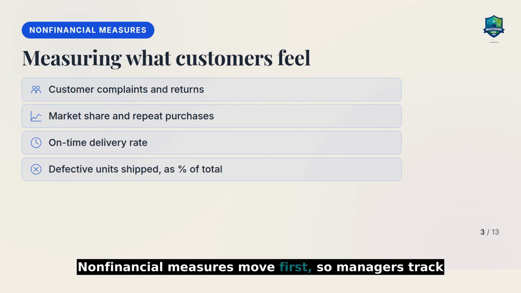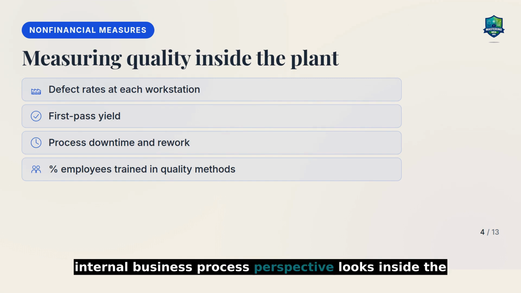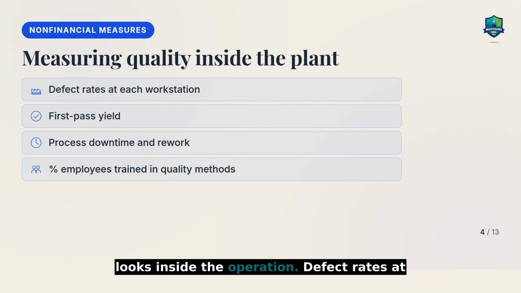Non-financial measures move first, so managers track them alongside the dollars. From the customer's perspective, the classics are the number of complaints, returns, market share trends, repeat purchase rates, on-time delivery, and the percentage of defective units that actually reach customers. None of these is in dollars, but each one is a leading indicator of where external failure costs will show up next quarter. The internal business process perspective looks inside the operation.